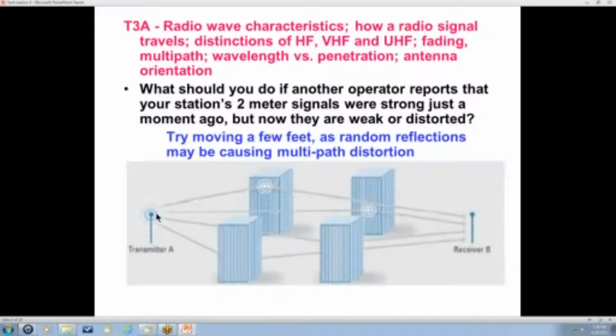And there would probably also be a direct one that isn't bouncing off of anything, which would be the shortest distance. So these longer paths would be reflected at the receiving end, either possibly as an echo or even canceling out the other signal, just depending on how the relative lengths of the different paths worked out. So the random reflections could be causing multipath distortion.